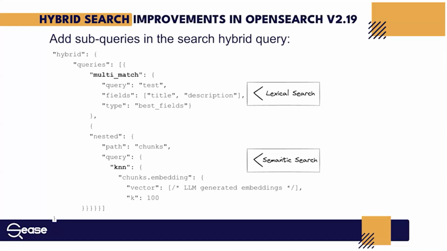We handled that, and once we generate the vector, we pass it here, and k in our case is 100. So we want to return the top k search results. So yeah, this is how the hybrid query works.